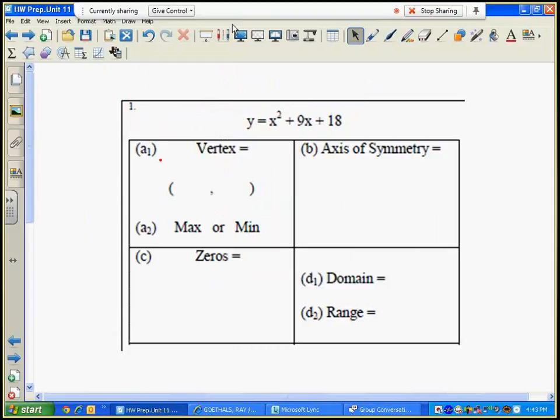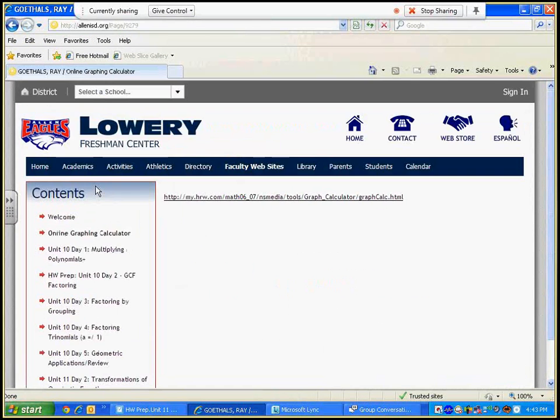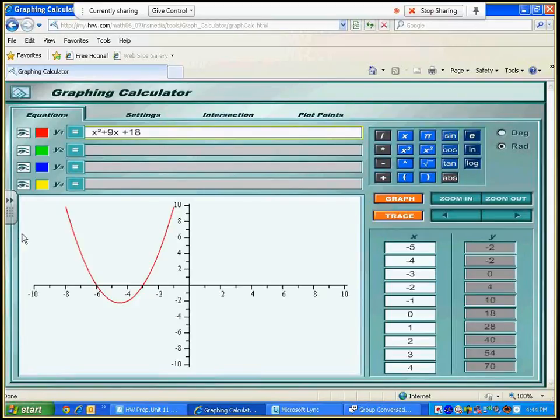Okay, so most of you guys do not have a calculator at home. If you don't, remember that you can get on my website, go to where it says Online Graphing Calculator. Click on there, and here you go. Now let's put that x squared plus 9x plus 18 into y1 there. So there's x. Go over here to the blue buttons, click on square to get your x squared. Then plus 9x plus 18. And then push graph. And you get a nice little parabola, a little U-shaped here.